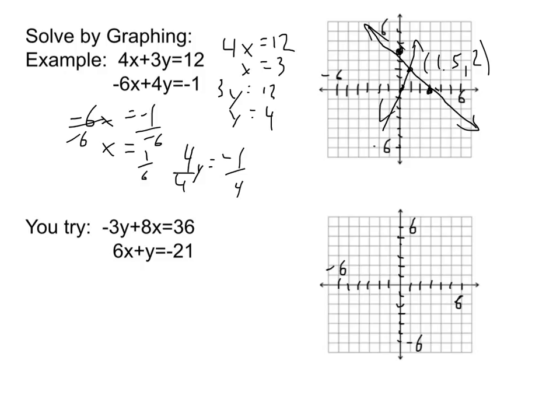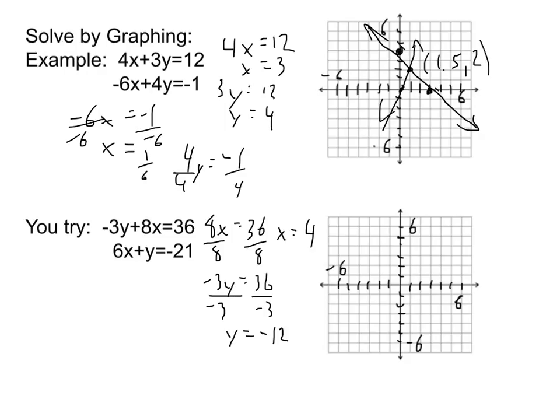Okay, first, we need x-intercepts. We go 8x equals 36. So divide by 8, x equals 4. My y-intercept would be negative 3y equals 36. Divide by negative 3, divide by negative 3. y equals negative 12. Uh-oh, that means I need to change these y coordinates here. They need to change to, let's see, the other one I'm going to get y equals negative 21. So each dash would have to be 3.